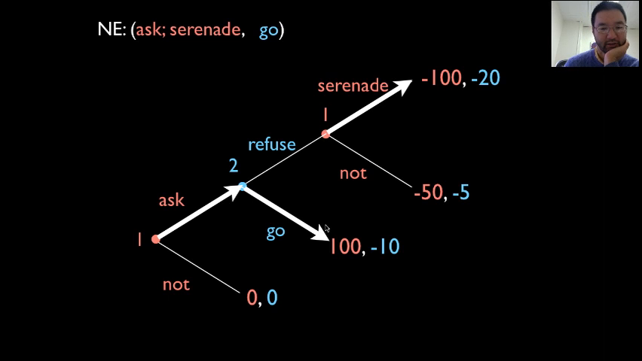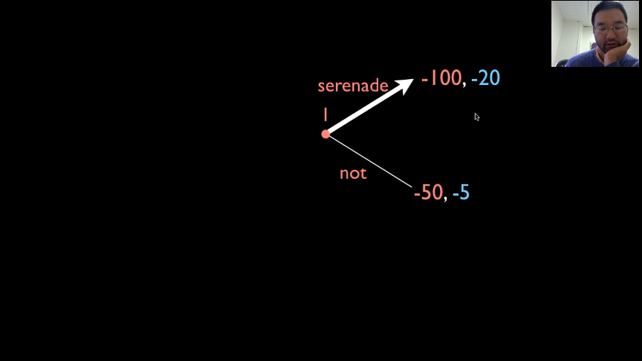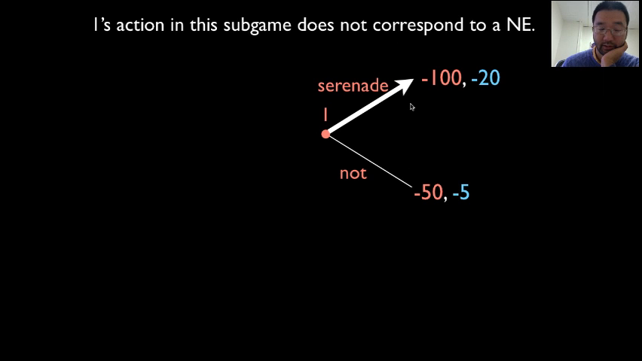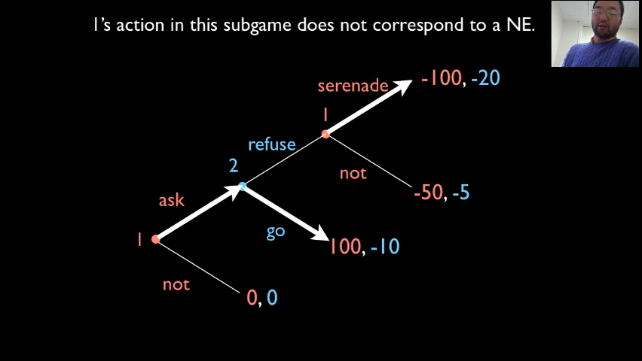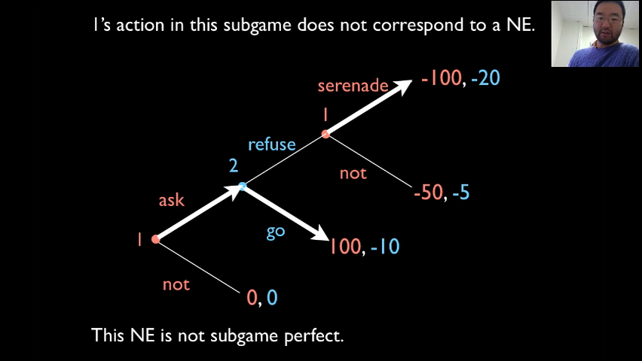Okay, is this subgame perfect? So again, the definitions, we have to look at each subgame. Take a look at that little subgame there. Is 1 playing a best response in the subgame? Well, 1's getting a minus 100 as opposed to minus 50, so the answer is no. 1 is not playing a Nash equilibrium in the subgame, right? So 1's action in the subgame does not correspond to Nash equilibrium. Okay, therefore this whole situation is not subgame perfect. 1's threat to serenade is not credible.